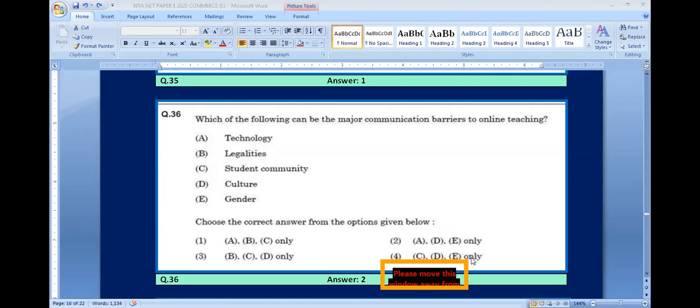Technology, culture of people, gender, all those things will have an effect. But you should think what is the majority, which is the most appropriate. Otherwise you will fall into the wrong one. So technology is a major barrier, I could say. Take in case of villages, technology is a major barrier. Gender is a barrier in this aspect.